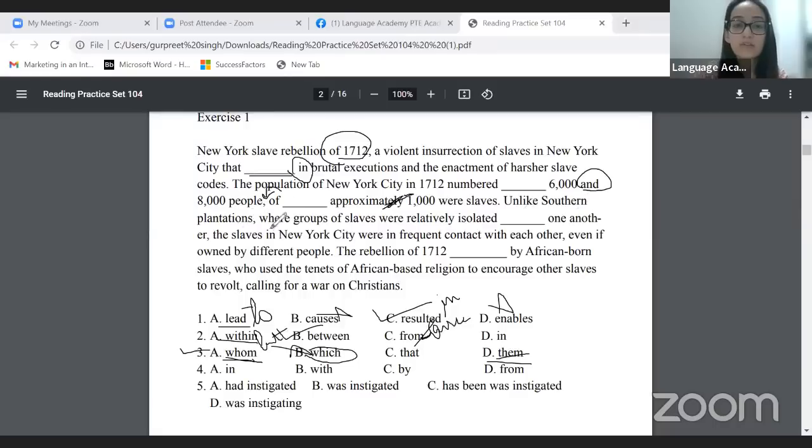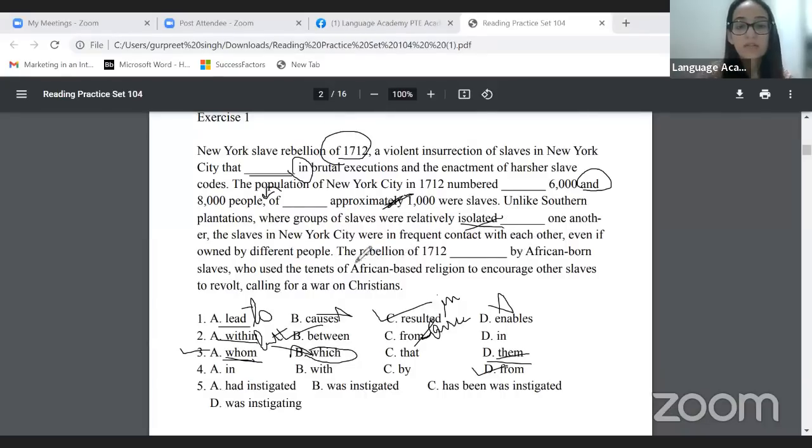Unlike southern plantations, where groups of slaves were relatively isolated dash one another, the slaves in New York City were in frequent contact with each other. So isolated generally comes with isolated from, and it makes sense with the other part also. From one another is how we use the words. For example, we can say they are separated from one another. They are distinguished from one another. So we use from one another together as a combination. Otherwise, isolated also comes with from.